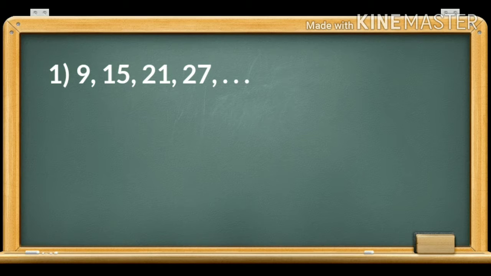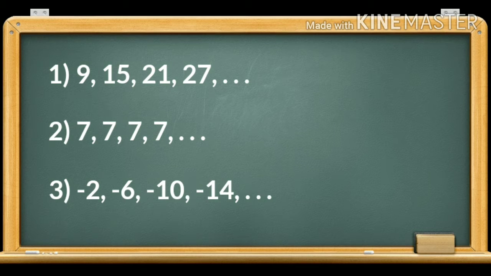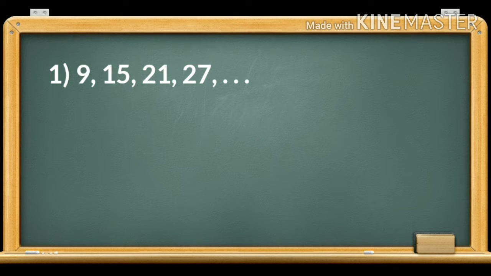Look at these sequences carefully. First sequence is 9, 15, 21, 27 and so on. Second sequence is 7, 7, 7, 7 and so on. Third sequence is -2, -6, -10, -14 and so on. In first sequence, T1 is what? T1 means first term. Therefore, in this sequence, T1 is 9.